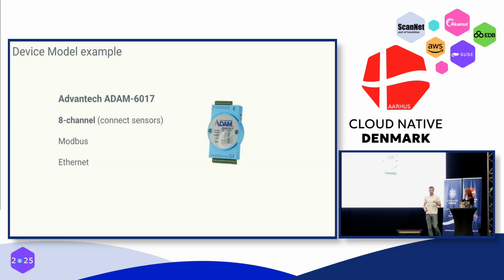I've never touched or even seen one of these. I just Googled for a simple device for the example. It has 8 channels to which you would connect sensors. You can see the little red, green things where you would connect your input. These are mapped to Modbus register addresses. It is Modbus compatible, of course, and accessible via Ethernet.